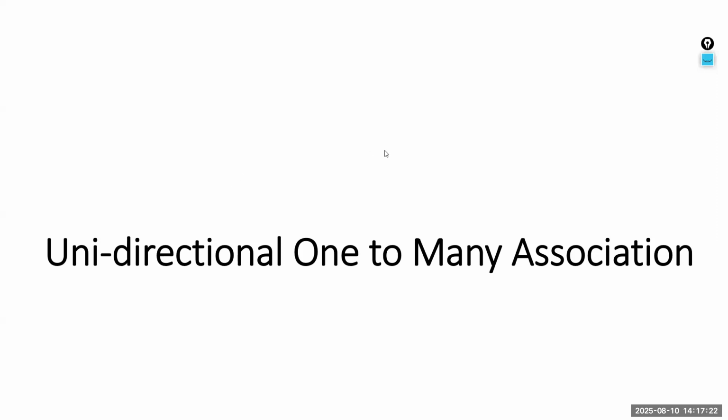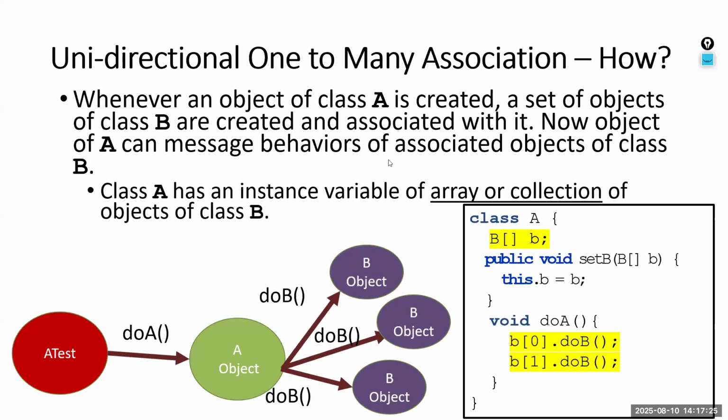What about unidirectional one-to-many? That means one object of A has access to, can control, can call behaviors of many objects of B. One-to-many. But again unidirectional, that means A can call behaviors of B, but a B object cannot call or control A. Right? So how do you code this?